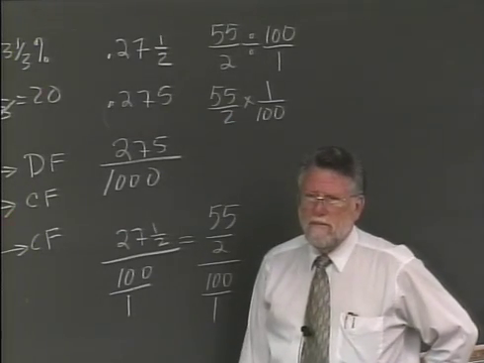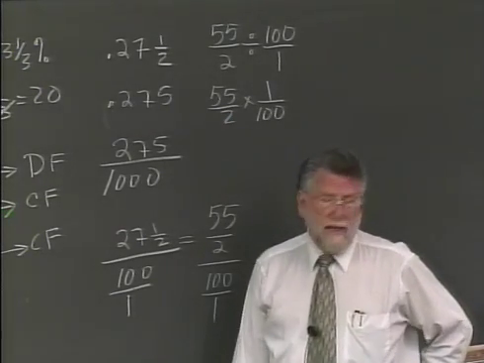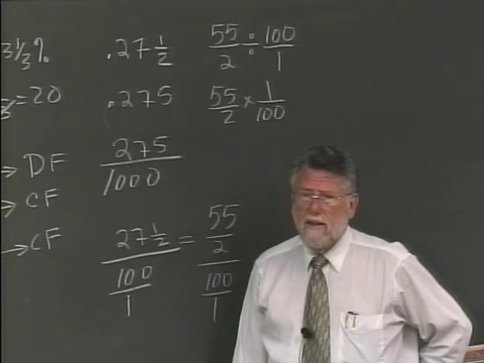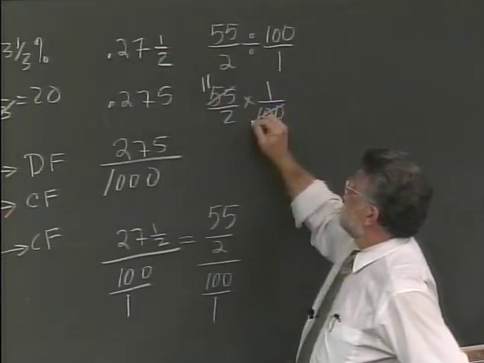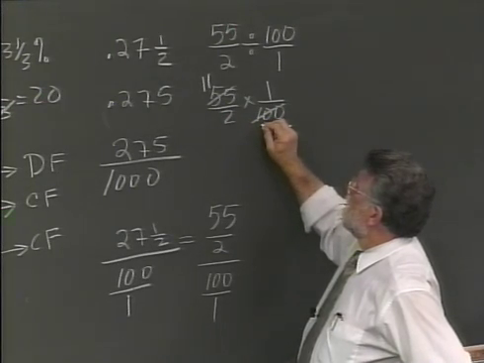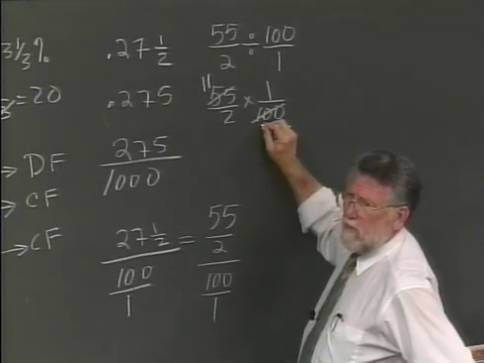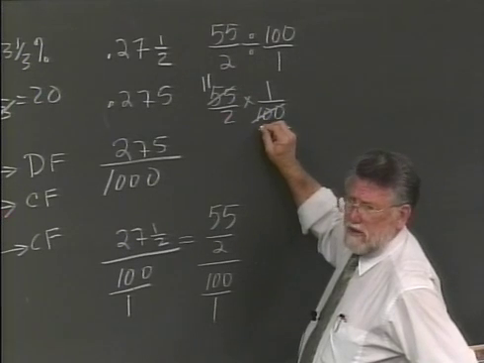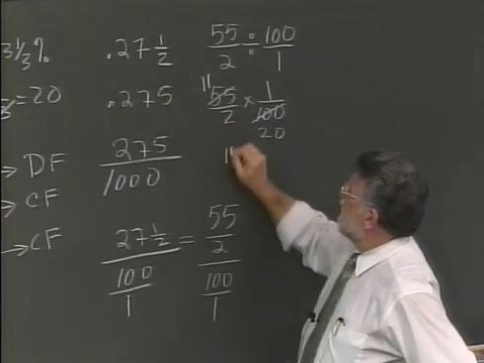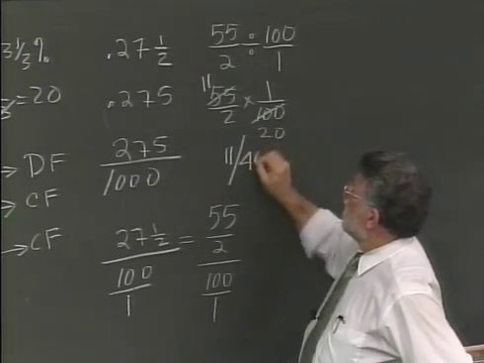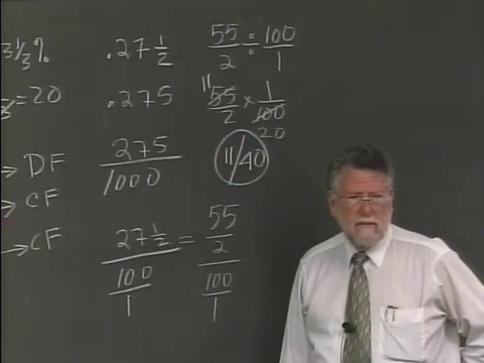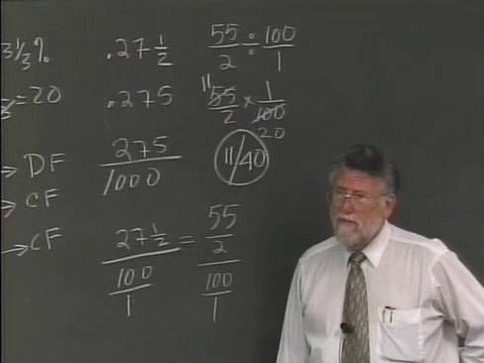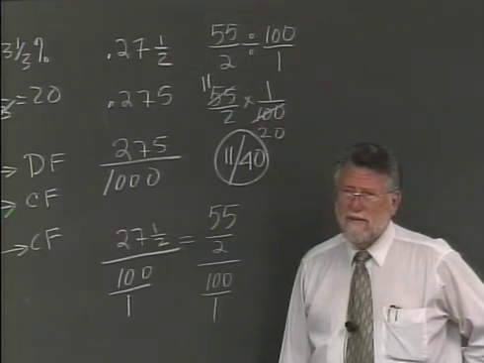No. That is the correct answer, but I can cancel, can't I? So 5 goes into here. 11. 5 into 100. 4 into 100 is 25. 5 into 100 is 20. And that's 11 over 40. You got it. You have to be able to do that. Okay?